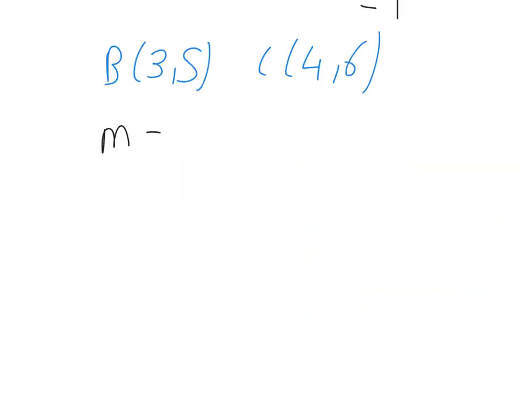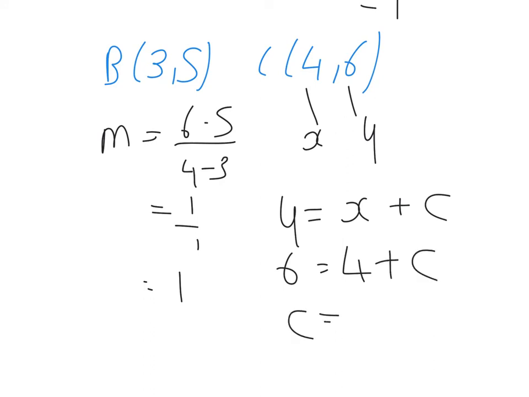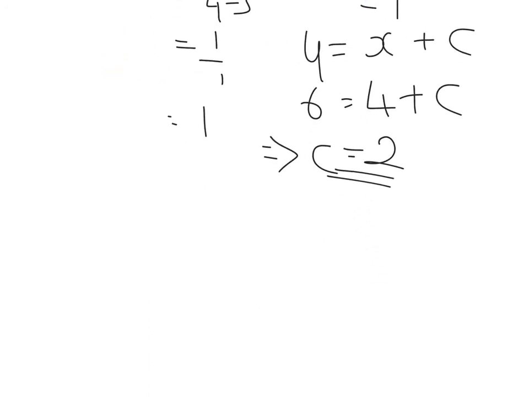Alternatively, substitution method. Gradient is normal, 6 minus 5 over 4 minus 3 is 1 over 1, that's 1. Now I can choose one of the points at random, doesn't matter which one. Call one of the x coordinates x, one of the y coordinates y, so 4, 6, x, y. So y is equal to 1x plus c. Where I see y, replace it with 6. Where I see x, replace it with 4. 4 plus something is equal to 6. c is equal to 2. Final answer then is y equals 1x plus 2.